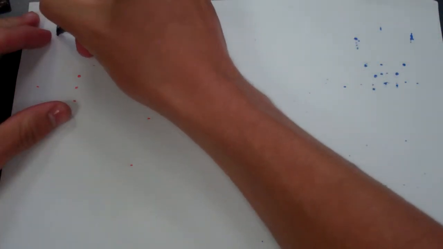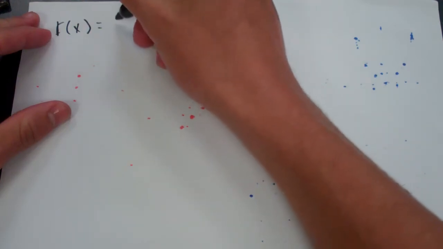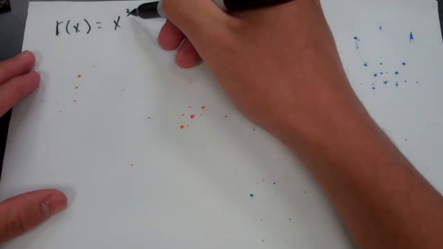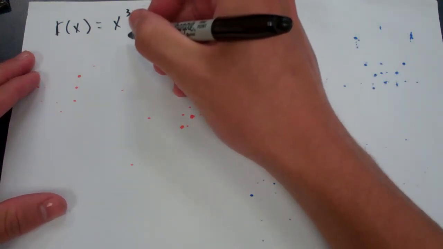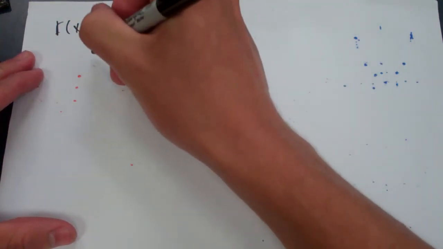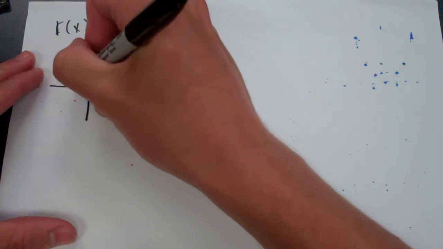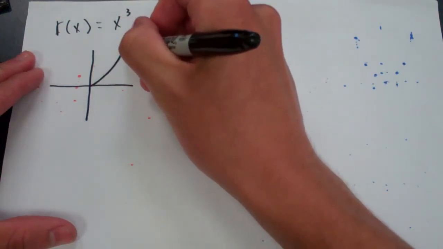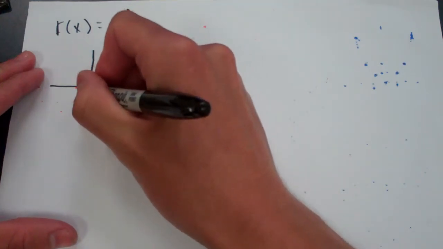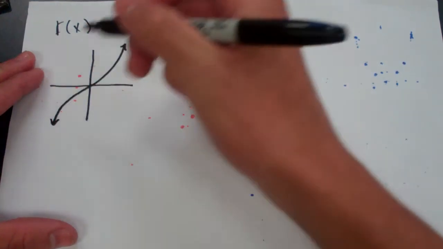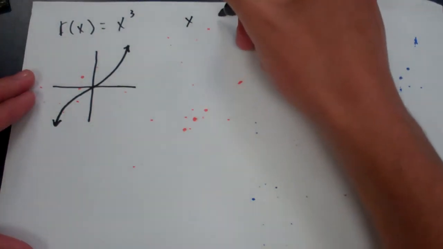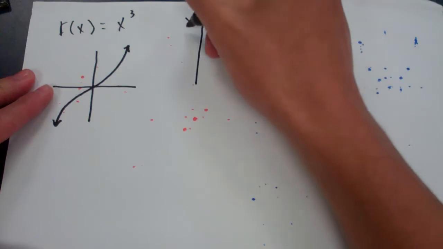We've got f of x is equal to x cubed. Well, it's very similar to when x is squared, right? But my claim is that the graph of this is going to look like this. It's going to come out like that, and then it's going to go downwards like this. And the reason why is because if we plug in the numbers, it just so happens that that's what happens.